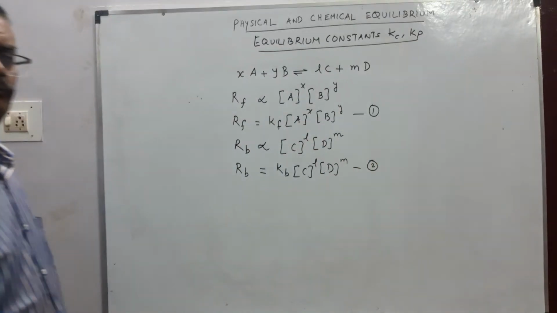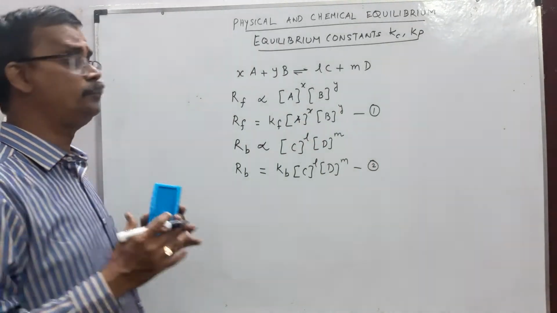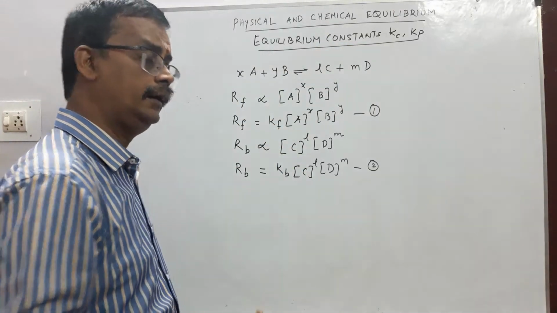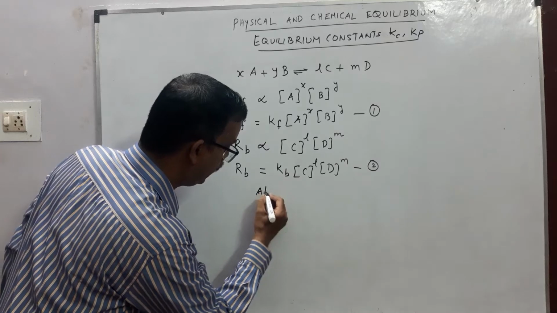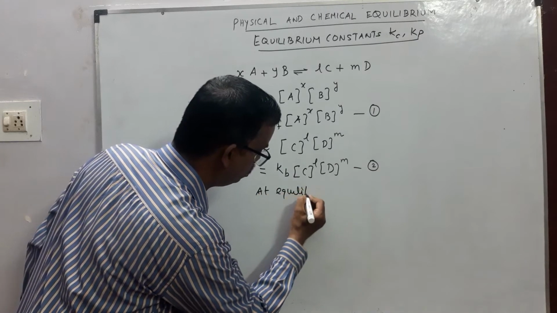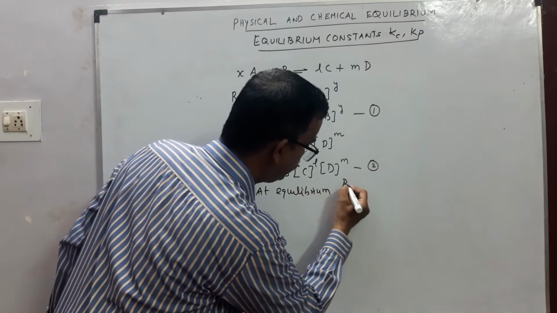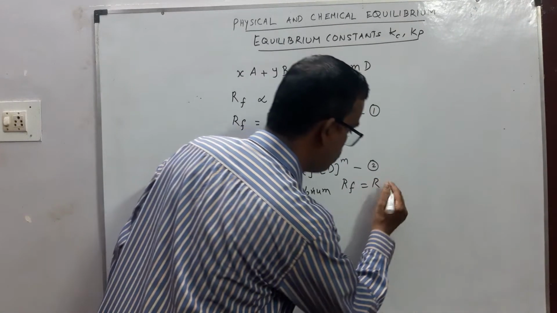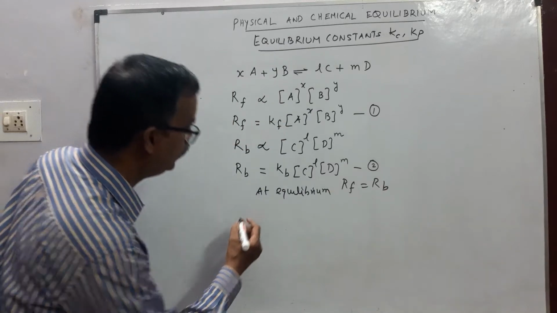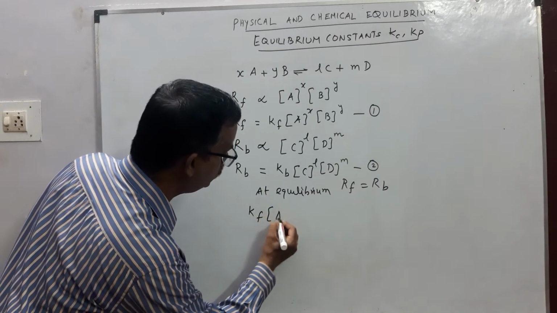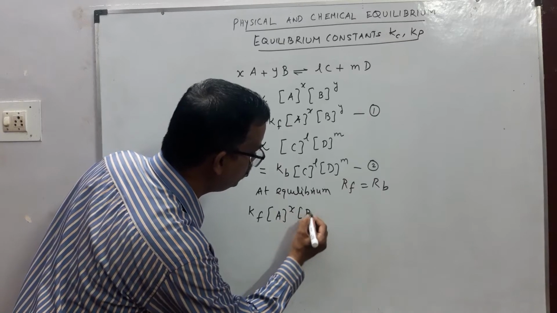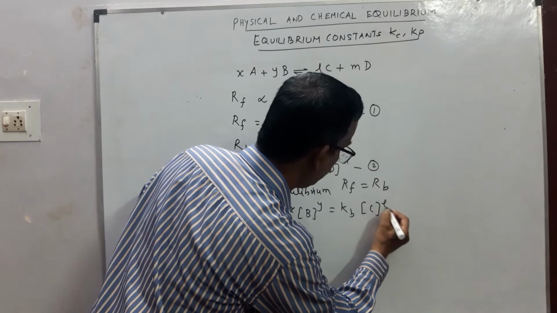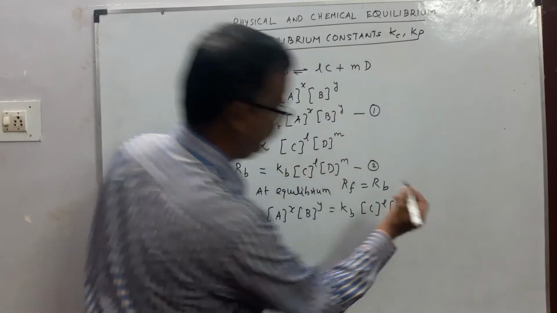Is it clear? At equilibrium, the rate of the forward reaction is equal to the rate of the reverse or backward reaction. So, Kf A to the power of X, B to the power of Y is equal to Kb C to the power of L, D to the power of M.